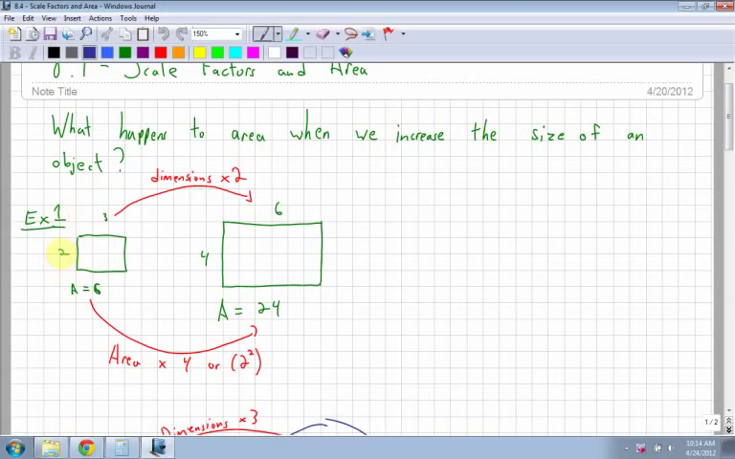Well, let's look. What's the scale factor of the sides? We can see from 2 to 4, it's been enlarged by a factor of 2. So dimensions 3 to 6, enlarged by a factor of 2. The area, 2 times 3 is 6, 4 times 6 is 24. The area has increased from 6 to 24, so it has been multiplied by 4. But 4 is also 2 squared. Be careful with that. So the dimensions have been multiplied by 2, the area has been multiplied by 2 squared.